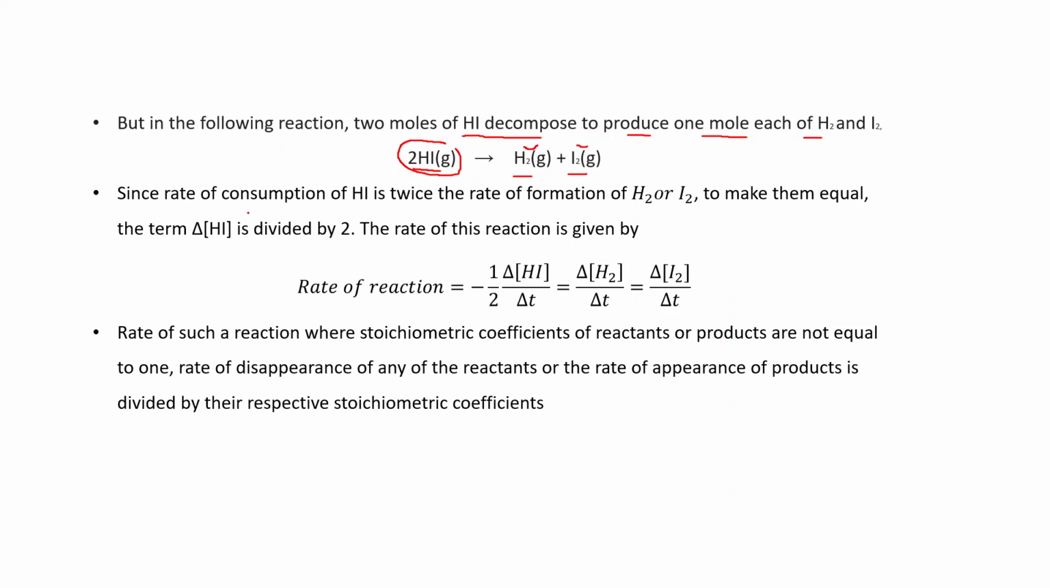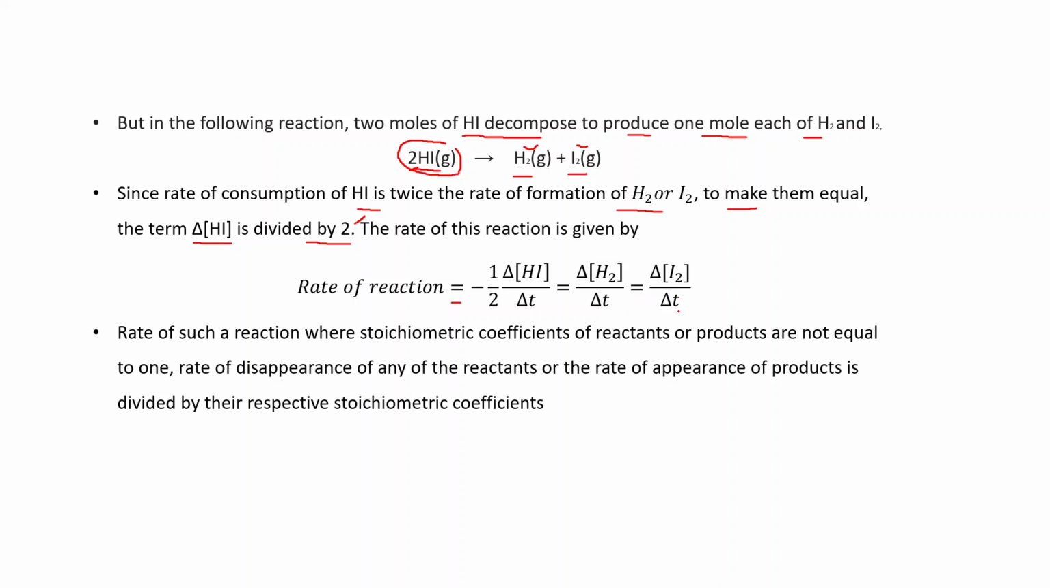Okay. Since the rate of consumption of HI is twice the rate of formation of H2 or I2, to make them equal, what will we do? The term delta HI is divided by 2. Why 2? Because this 2 is the stoichiometric coefficient of HI. Then we can say the rate of reaction can be represented like this. This is equal to minus 1 by 2 delta HI divided by delta t. This is equal to delta H2 divided by delta t, and this is equal to delta I2 divided by delta t. I think it is clear.